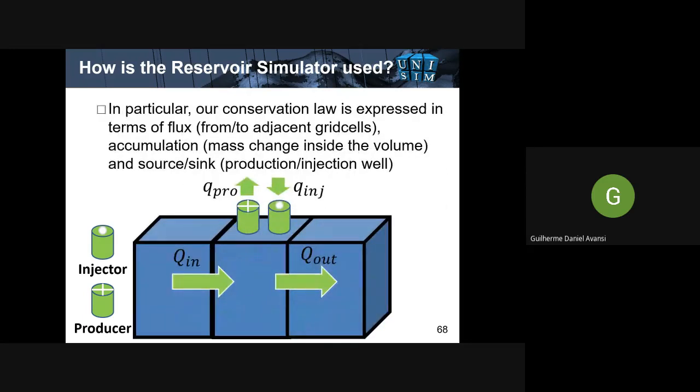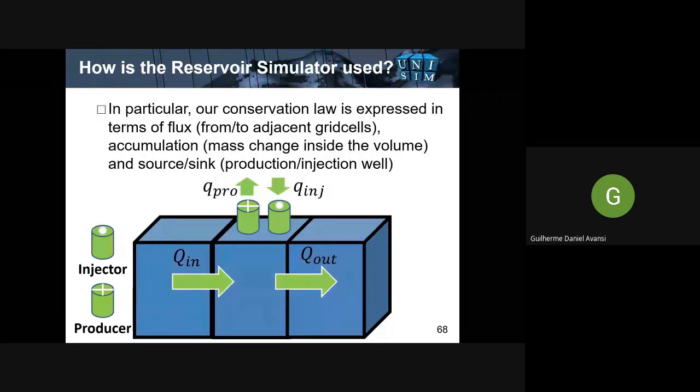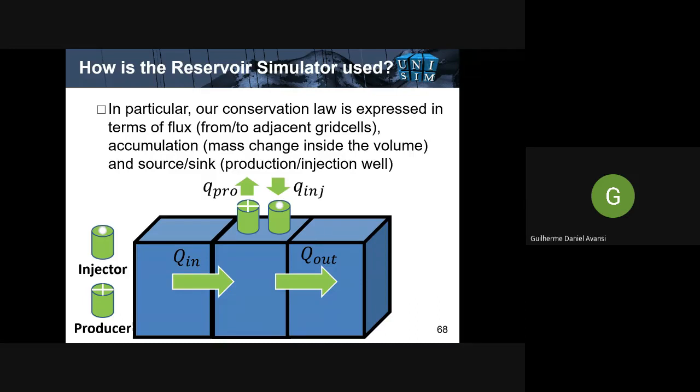grid cells. So we need to talk about the conservation law, expressed in terms of flux from two adjacent grid cells here, and also the accumulation of mass that we have inside the volume, and also the source or the sink that we have here, production or the injection. Okay, so we're talking about the first principle. So let's just resume the equations that we have here.